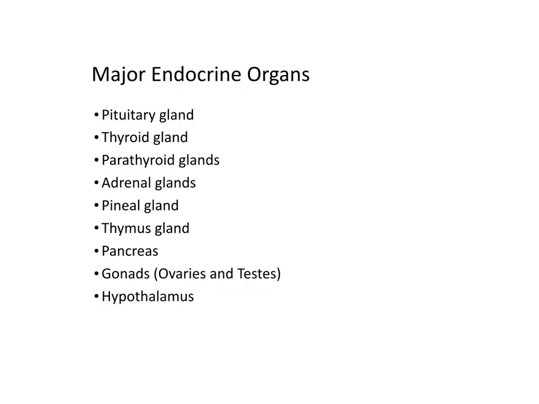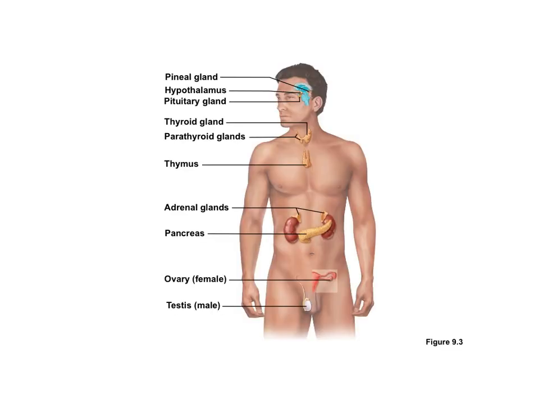There are many major endocrine organs that produce various hormones. They include the pituitary gland, the thyroid gland, the parathyroid gland, adrenal glands, the pineal gland, the thymus gland, the pancreas, the gonads, which include ovaries or testes, and the hypothalamus. In this diagram, you can see where those different glands are located.